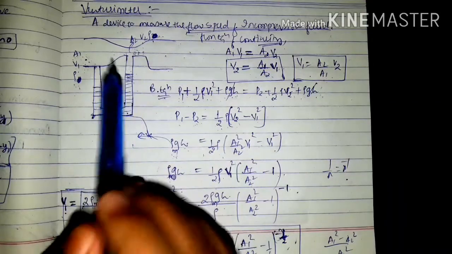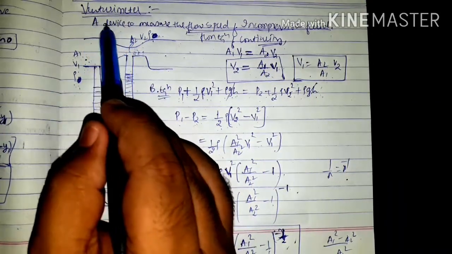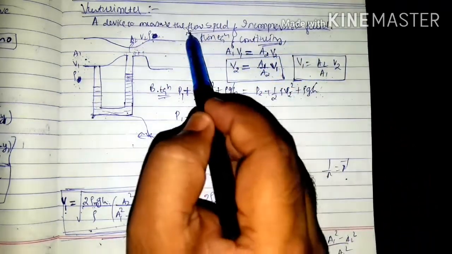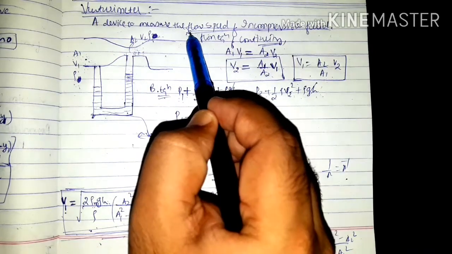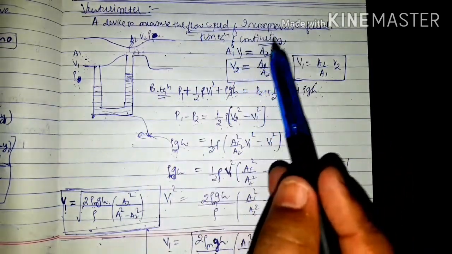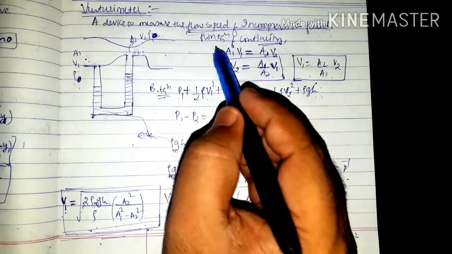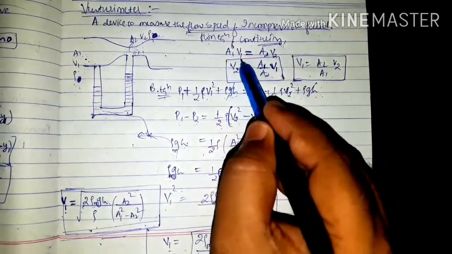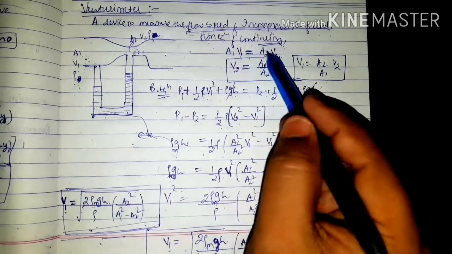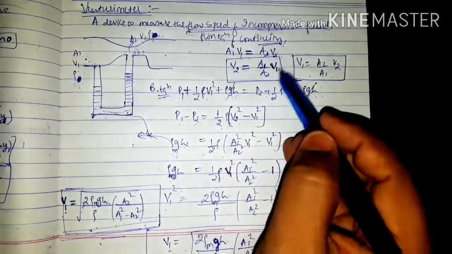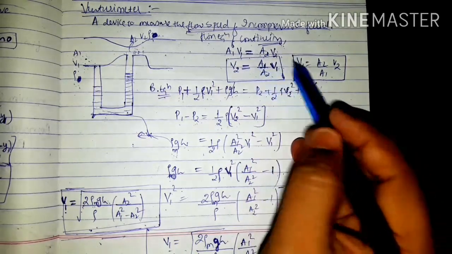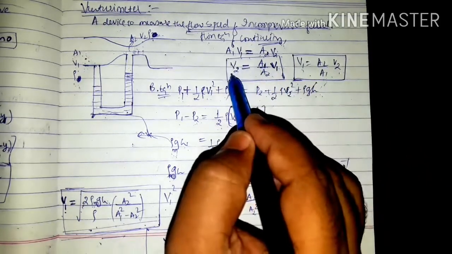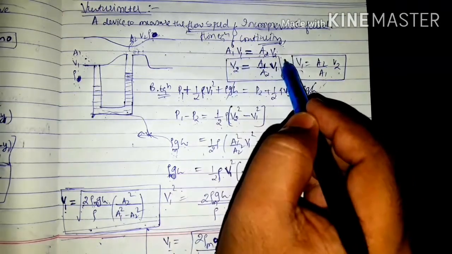Now, what does the definition of Venturimeter say? It says that it is a device used to measure the flow speed of incompressible fluid. So now let's derive the expression for this flow speed. To do so, first we will take the equation of continuity. We know from the equation of continuity: A1 into V1 is equal to A2 into V2, right? So from this equation, V2 is equal to A1 by A2 into V1. Similarly, V1 is equal to A2 by A1 into V2.